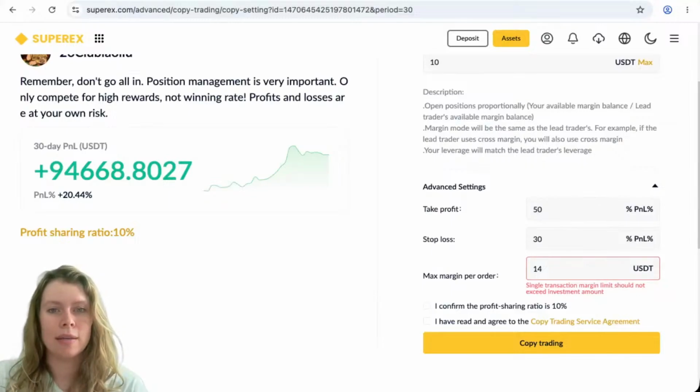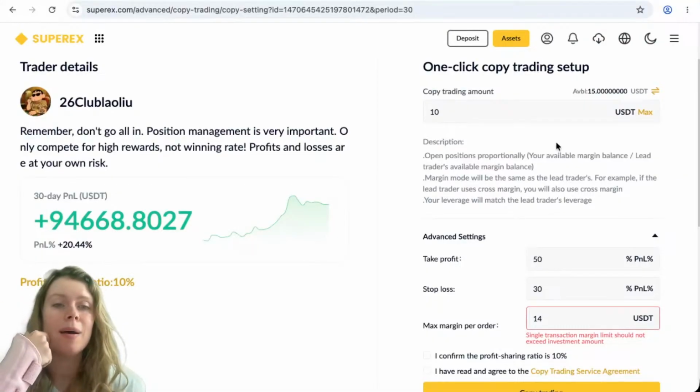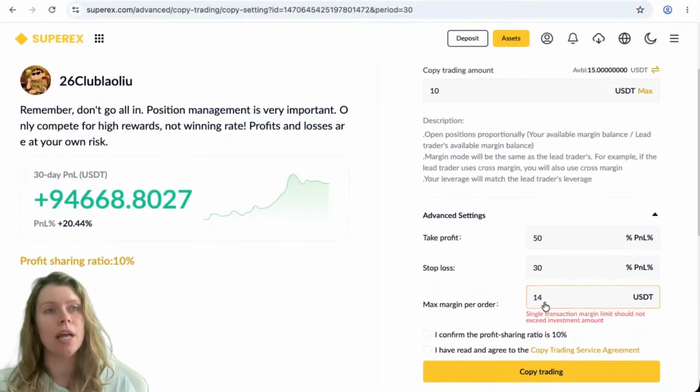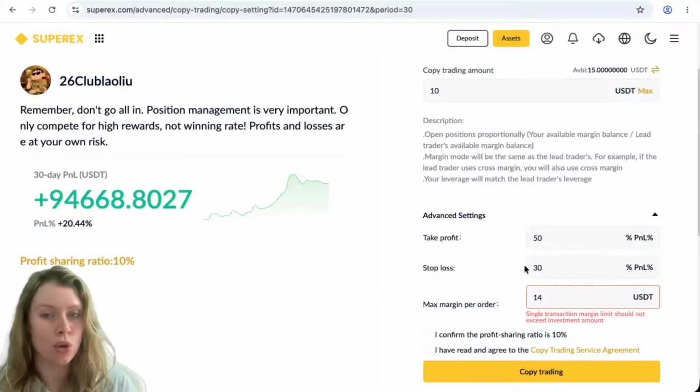Okie dokie. So once you guys click the copy trading, that would then be live. Remember, you don't have to do anything. That's something that SuperEx will take complete control of. And because you guys put in the advanced settings, the take profit, the stop loss, and the max margin order, that is then super important to make sure that they are going to follow through on what you want, okay?